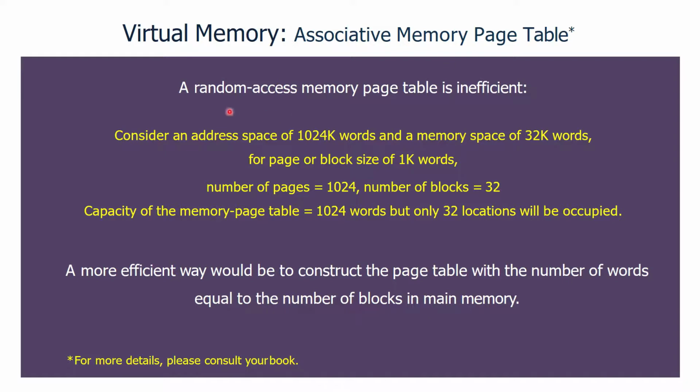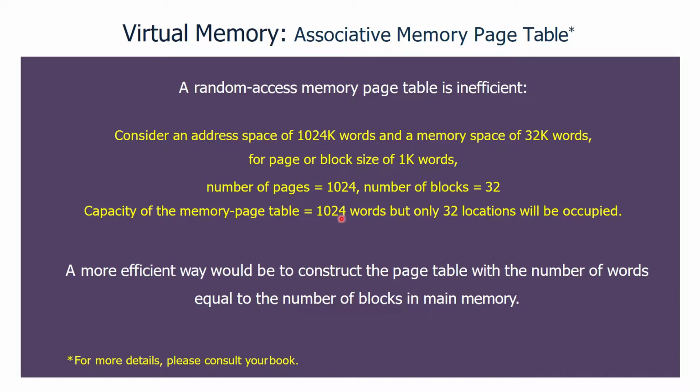Okay, so consider this example. A random access memory page table is inefficient. Why? Consider an address space of 1024K words and a memory space of 32K words, for a page or block size of 1K words. So the number of pages is 1024, and the number of blocks is 32.